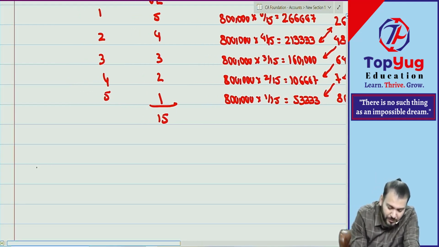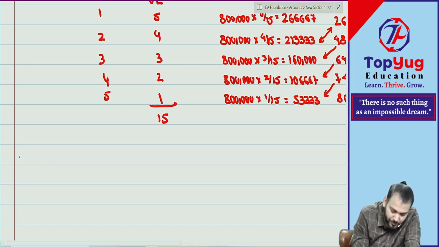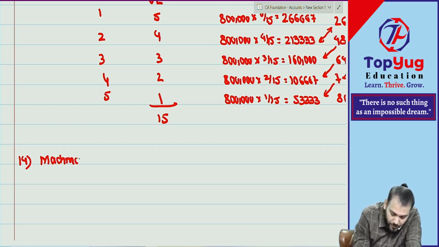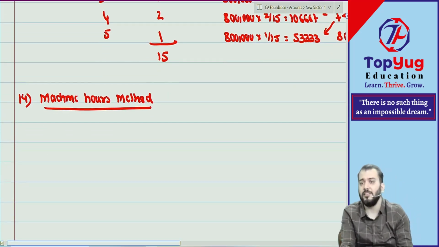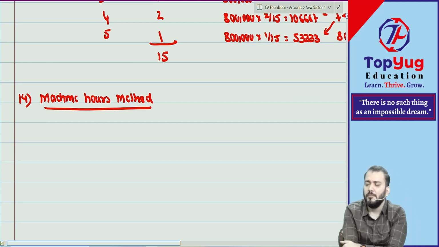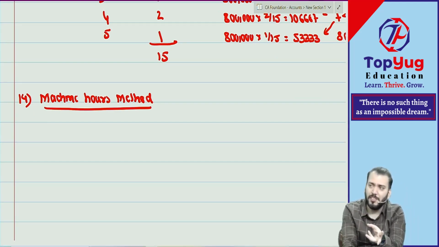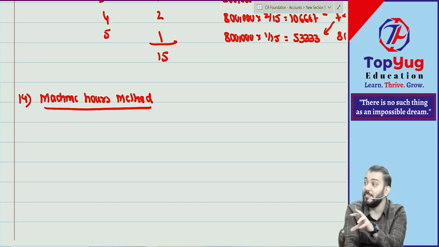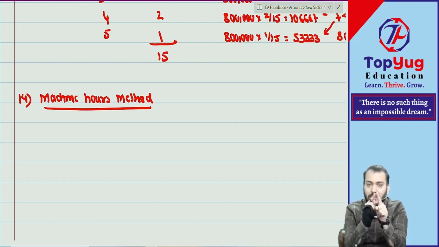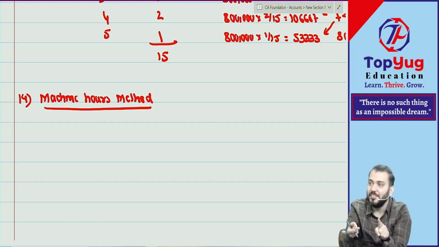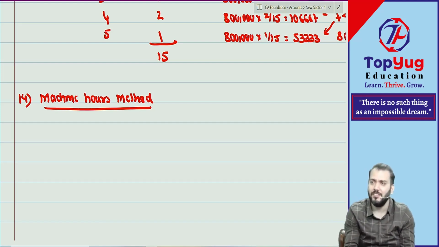12 we have done. 14. Write down. Machine hour method. Means whenever depreciation, means useful life, is based on number of machine hours, this machine can be used only for this much hours, then we'll use machine hour method. Means whenever life is calculated based on hours, then use which method? Machine hour method. Simple na?